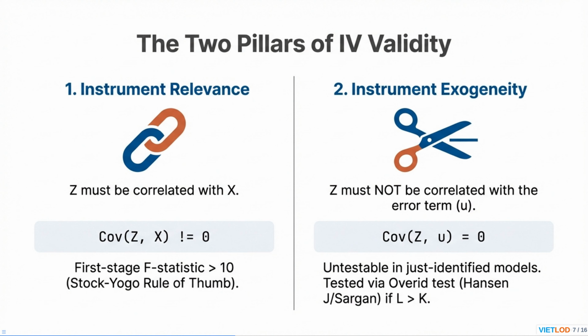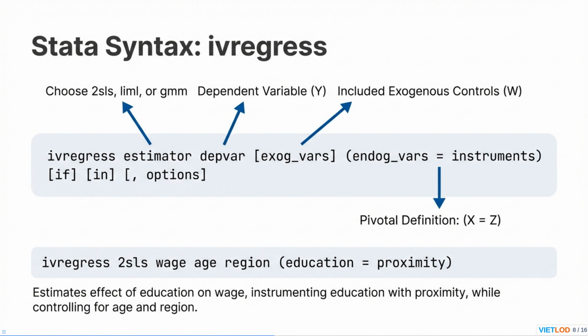The second pillar is instrument exogeneity, shown with the scissors icon. This requires that the instrument Z is uncorrelated with the error term U, essentially cutting off any direct path to the outcome. While relevance is easy to check, exogeneity is untestable in just-identified models. We can only test it formally using over-identification tests, like the Hansen-J or Sargan tests, if we have more instruments than endogenous variables.